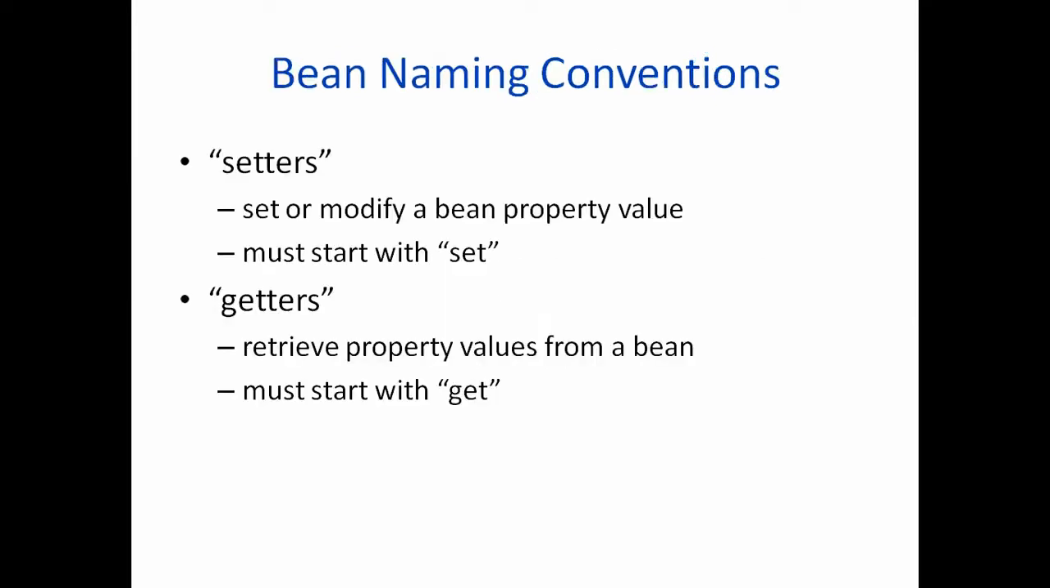See the difference between getter and setter function. By the setter function, we can initialize the value of a variable, and using the getter function, we can access the value, and we use the get prefix on the function. It retrieves property values from the bean and must start with get. A setter function sets or modifies a bean property value and must start with set.